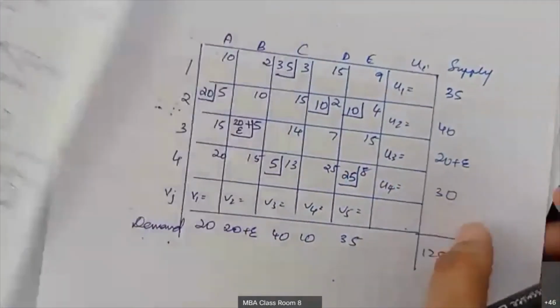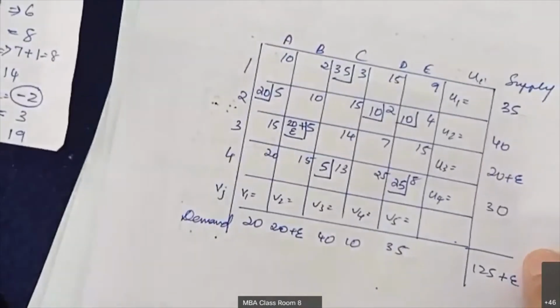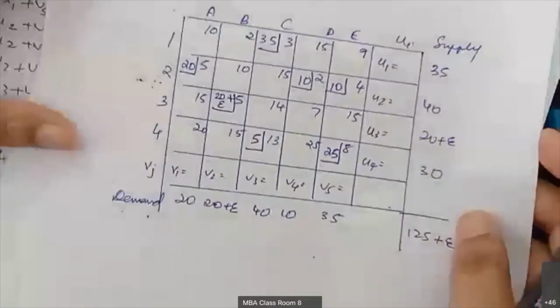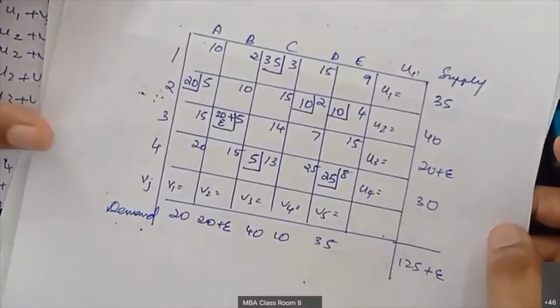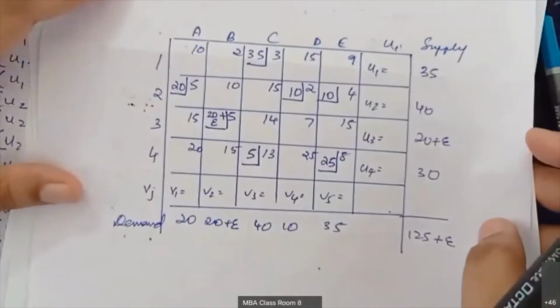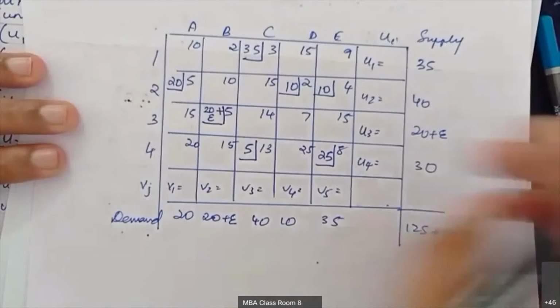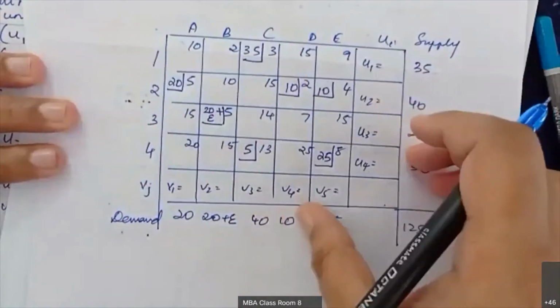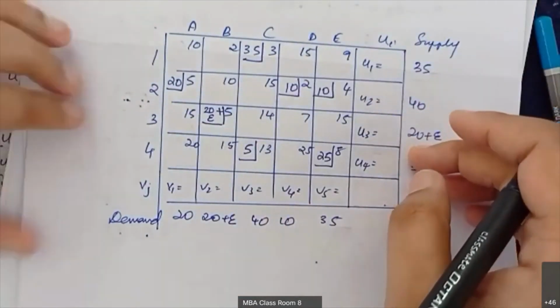Okay, so I have allocated all this. Now what will you check? Once we reach so much, what will you check? We have to check for optimality. This is my new solution. We need to check for optimality, okay, using the MODI method.